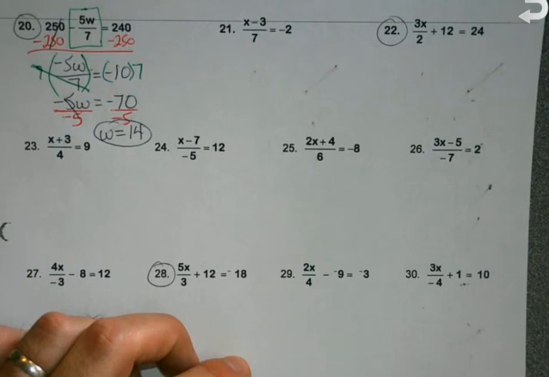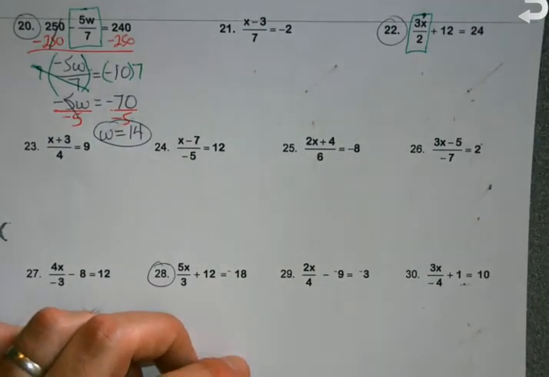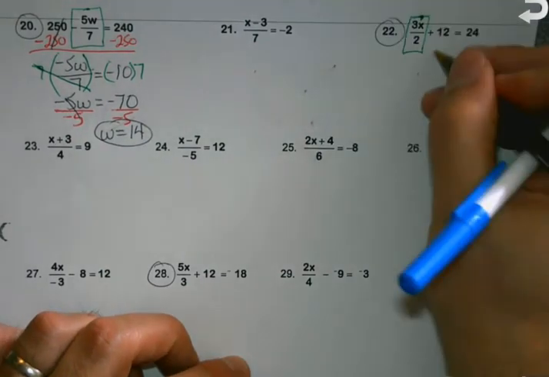So let's see, 22 looks like we're in a similar situation. I want to get my x term alone first. So how do I dump that plus 12? Subtract it.